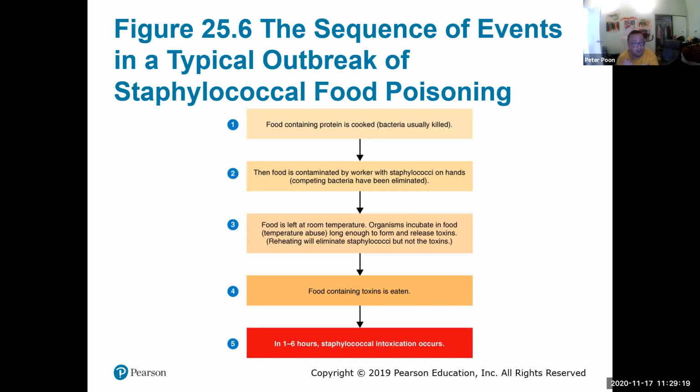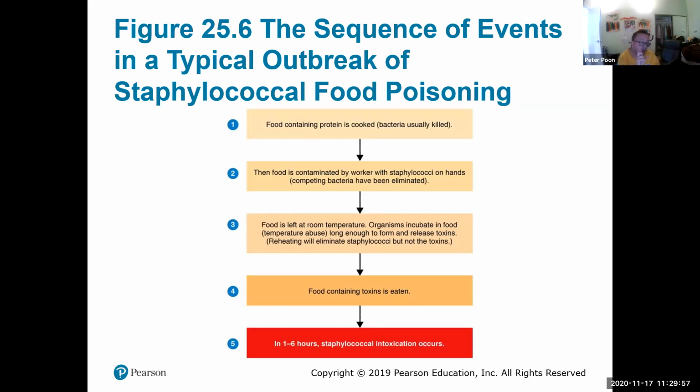Now, because most people normally have staphylococcus everywhere, the food is left at room temperature. Now that you killed off all the competition, the staphylococcus can grow very easily, and they can actually survive higher temperatures and more salt levels than most bacteria. So they're going to thrive faster. Okay, and they're going to form toxins. When you reheat the food, you can kill the bacteria, but you won't break down the toxin. If you don't break down the toxin, when you eat it, you will get staphylococcal intoxication, not infection.